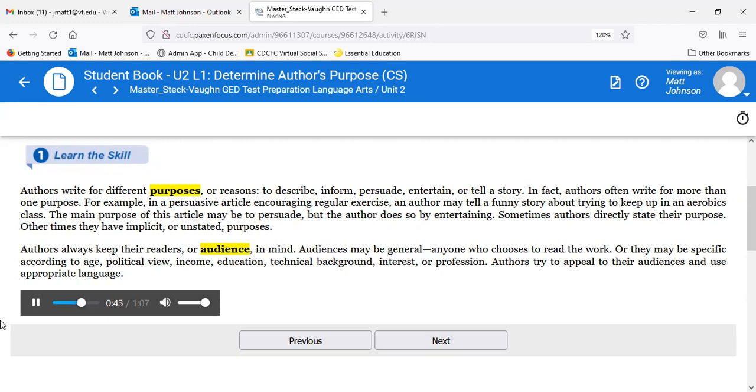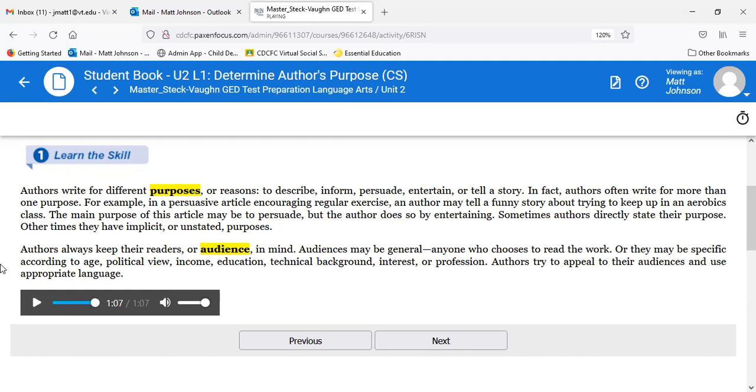Authors always keep their readers or audience in mind. Audiences may be general, anyone who chooses to read the work, or they may be specific according to age, political view, income, education, technical background, interest, or profession. Authors try to appeal to their audiences and use appropriate language.